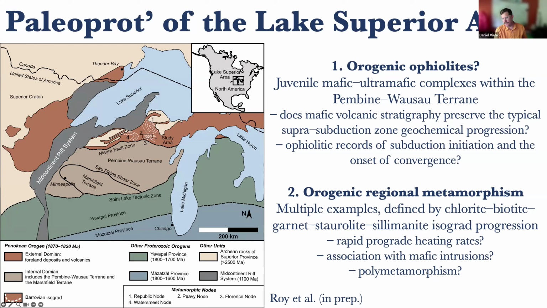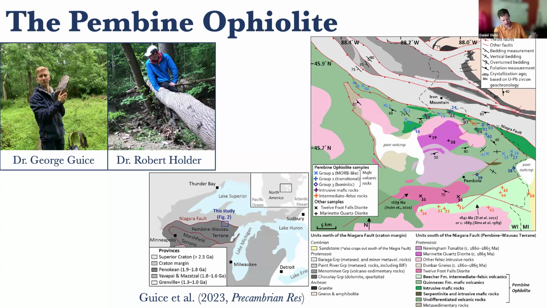As well as that, we can look for any evidence of polymetamorphism, as we saw with the multiple orogenic episodes and associated regional metamorphisms from the Appalachian Caledonian system. So let's go. The Pembine ophiolite: shout out here to George Geis and Robert Holder, who are both postdocs here at Johns Hopkins University, and both heavily involved in this work, with George leading the work.